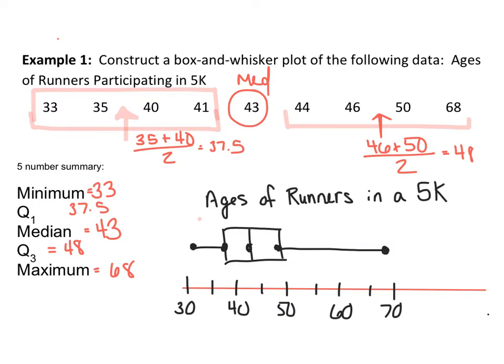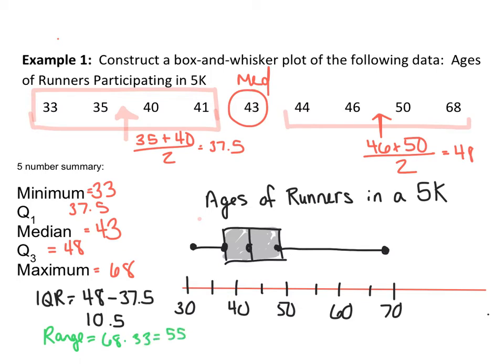You could be asked different questions then. You could be asked, what's the interquartile range? So I'm going to write IQR is equal to Q3 minus Q1, 48 minus 37.5, which is 10.5. That means half my runners here in the center are within 10.5 years of each other in age. I could also be asked, what's the range of the runners? So I would do 68 minus 33, and that is 55. So 100% of my runners are within 55 years of each other, which is a pretty big range.